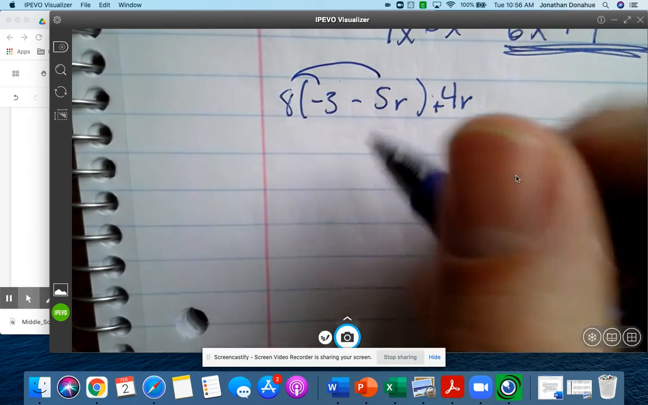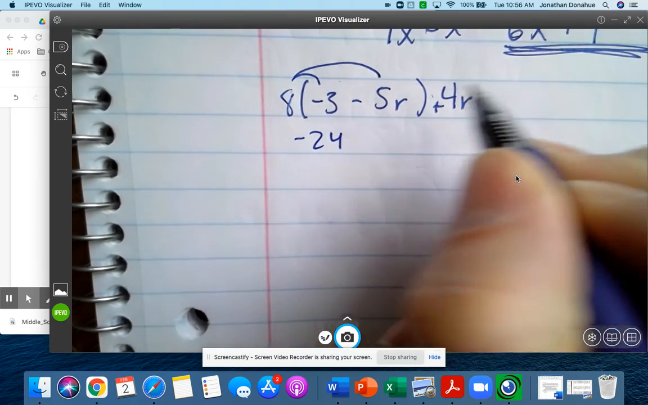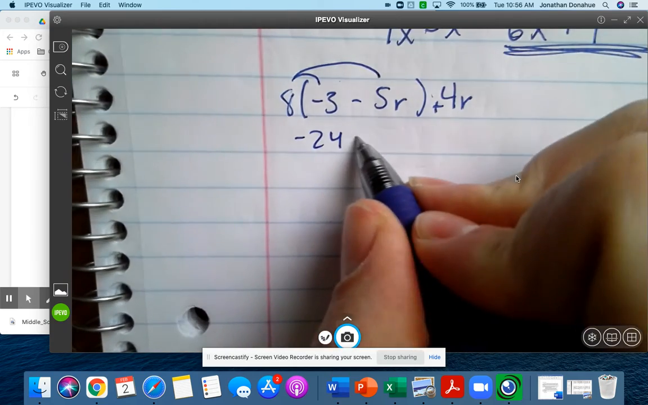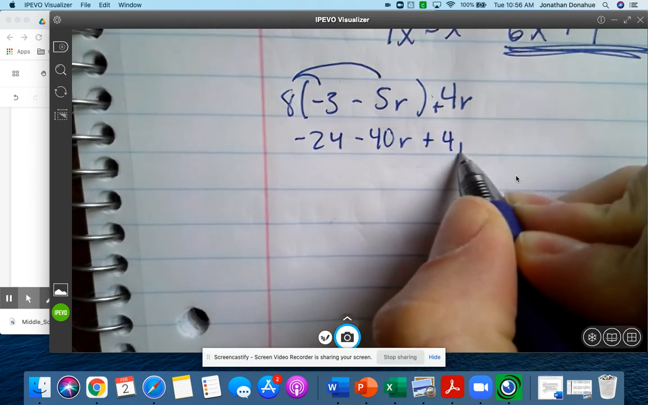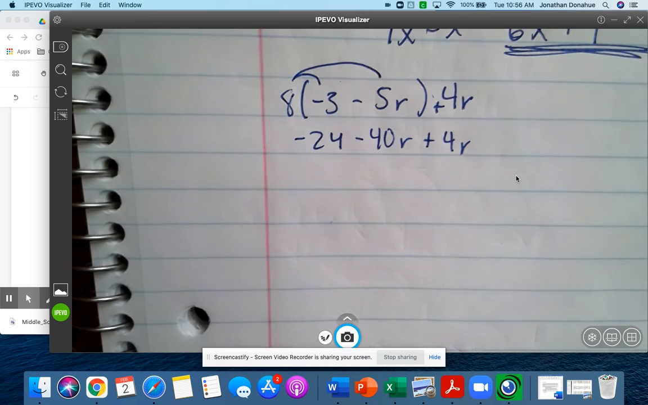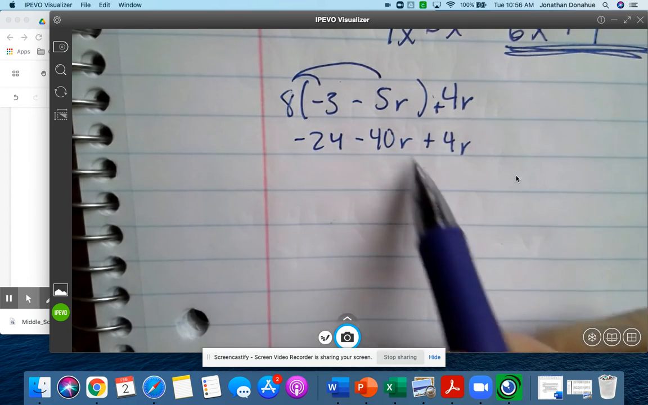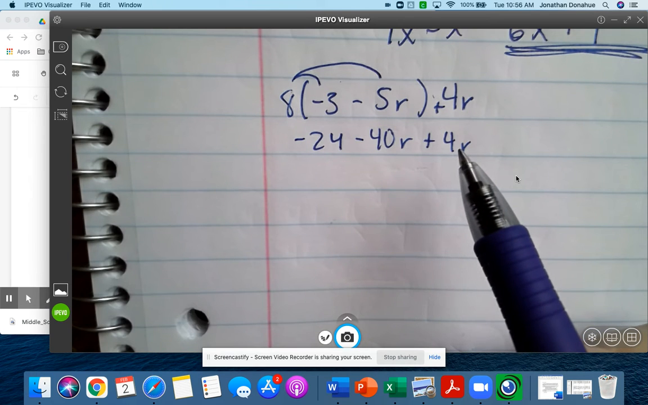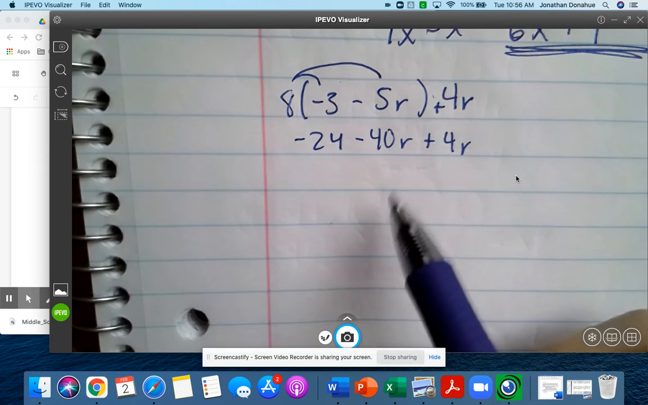So 8 times -3 is -24. 8 times -5r is -40r. And then bring down your plus 4r because it's not inside the parentheses. It doesn't get multiplied by 8. I had lots of people goof up on this operation. Guys, use a calculator. If you can't do -40 plus 4 in your head, that's okay. I mean, we gotta get better at that, but use a calculator to combine these.